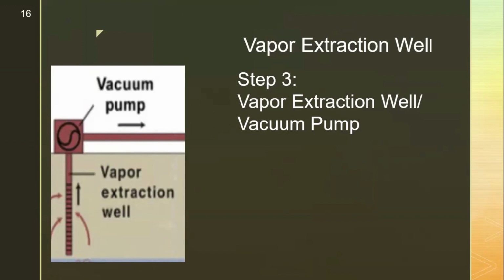The third step of the system is the vacuum pump that is connected to the vapor extraction well, or the vacuum. This part of the system removes the vaporized VOCs from the ground and transfers them from the pores of the soil to the above-ground treatment system.